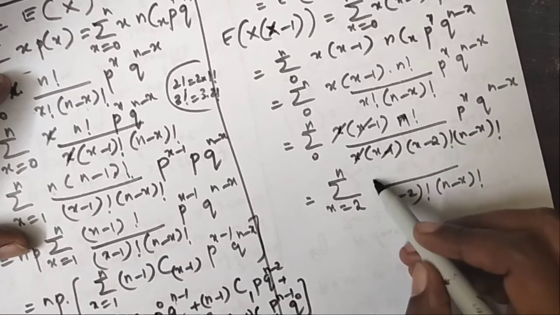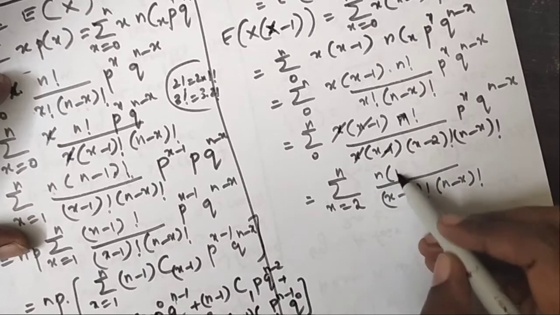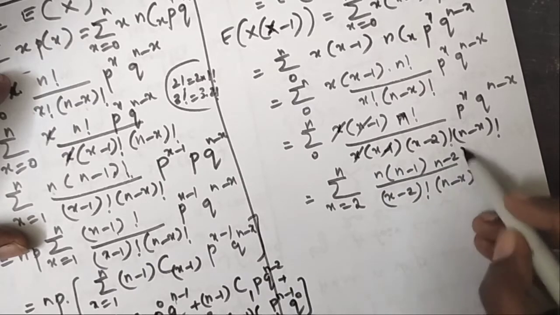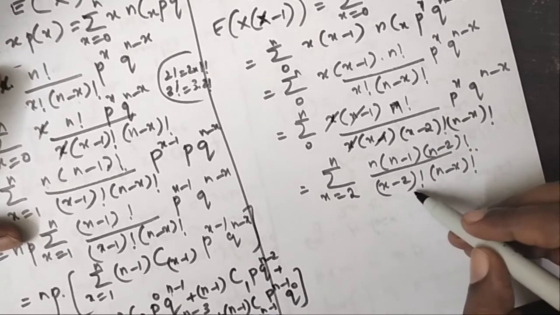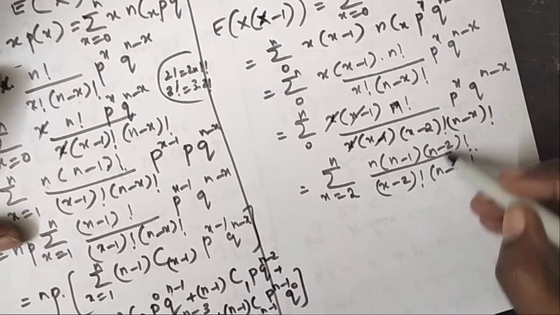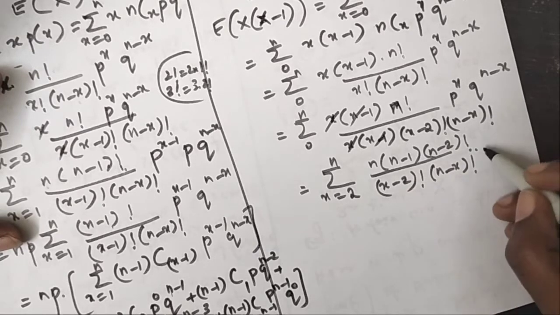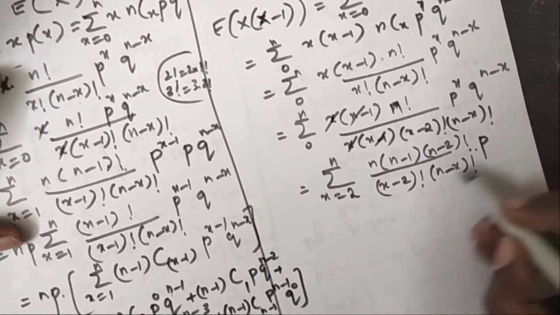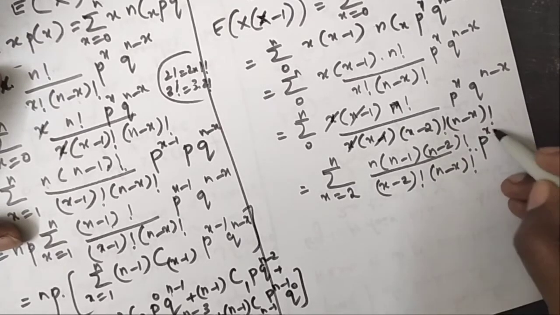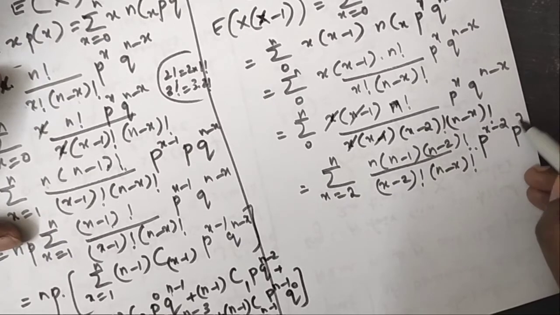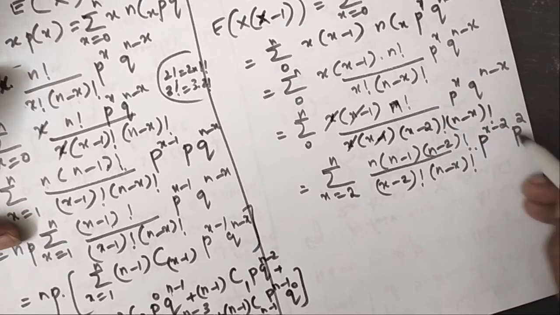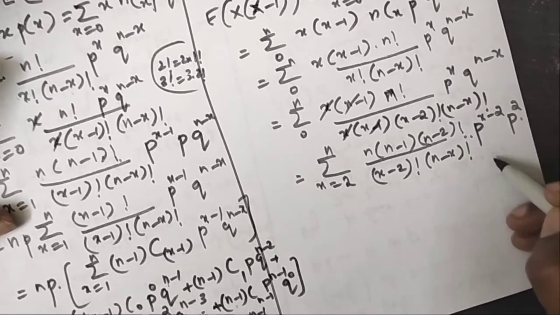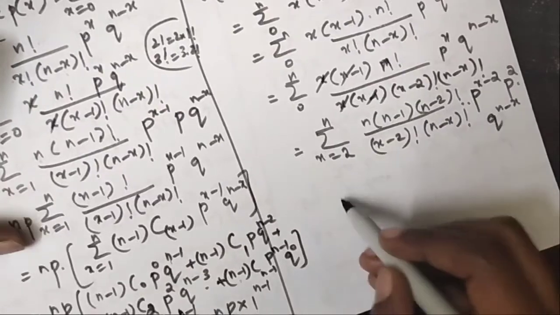So n factorial should be written as n into n minus 1 into n minus 2 factorial. Correct? Because n minus 2 factorial by x minus 2 factorial, the difference of n minus 2 and x minus 2 is n minus x. Now p raised to x: we have p raised to x minus 2 here, so multiply with p square, because we have to get p raised to x. P raised to x minus 2 into p square is p raised to x, into q raised to n minus x.